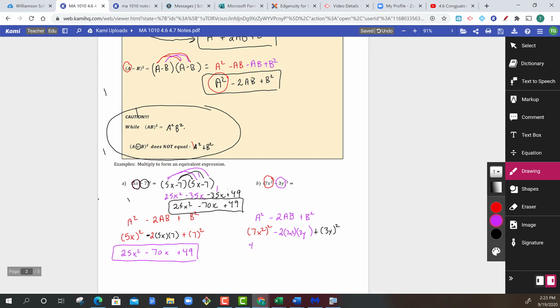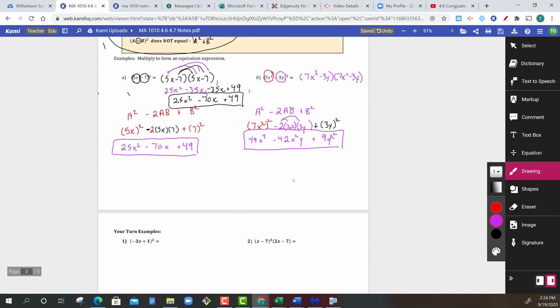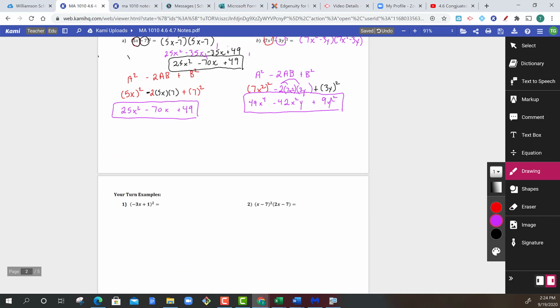So 7 squared is 49. X squared squared is x to the fourth. Negative 2 times 7 times 3 is negative 42. And you can't really multiply the x squared and the y together. And then finally, 3y squared is 9y squared. Again, if you struggle using the formula, you can just write this out and multiply the problem using this tried and true method. Double distributive property, FOIL method, whatever works. Pause the video and try the 2 your turns on your own. Show you the answer here in just a second.